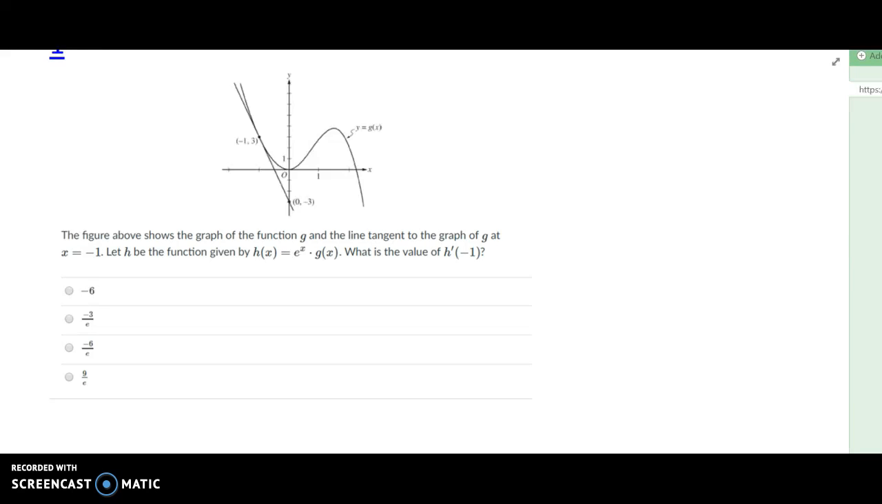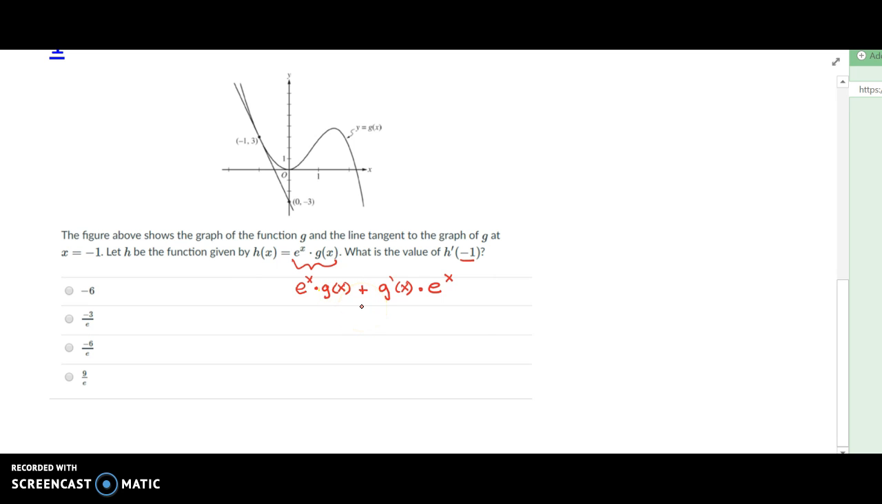For this problem, you've been asked for the derivative of h, and h is made up of a product. And so the derivative of the product will be the derivative of the first, well, the derivative of e to the x is still e to the x, times g of x, plus the derivative of the second times the first function. And we want this derivative at -1.